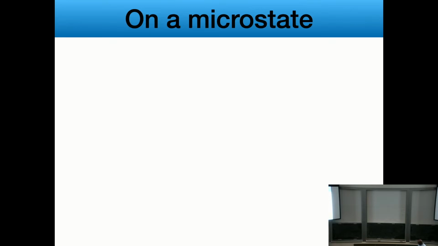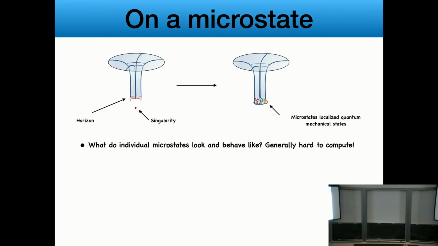So what we mean by a microstate is the following. Typically, if we have a black hole, we have some horizon, then you have some singularity behind the horizon. What we mean by a microstate is some localized quantum mechanical state in here. And if you are in the region far away from them, they become indistinguishable from the black hole itself. This you actually already know, right? If I take the sun, it's a star. If I ignore the electromagnetic radiation, it looks like a black hole.